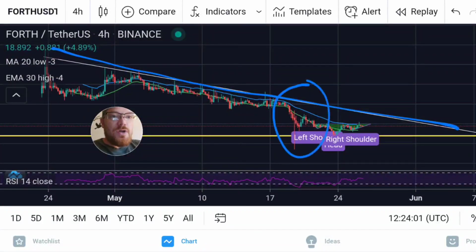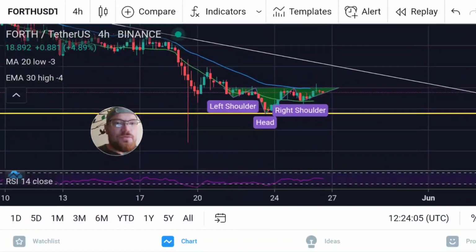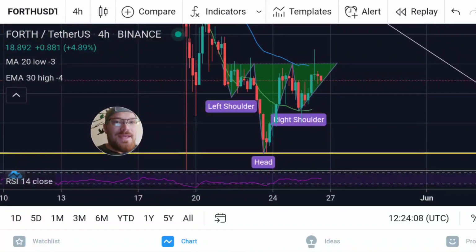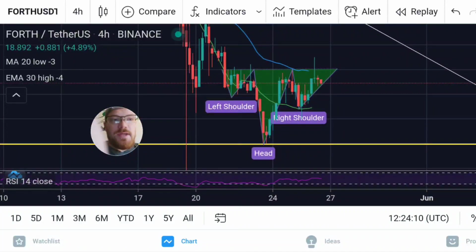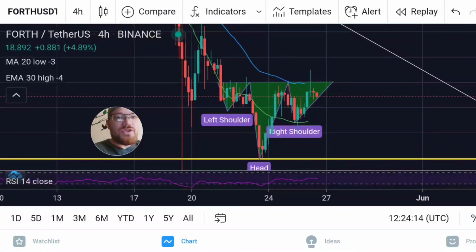We got a nice drop here. And then let me zoom in. You can see that I have a potential pattern in here. So it's kind of choppy and it may not play out, guys. But I do have a potential inverse head and shoulders here on the 4-hour with a neckline there at 20 bucks.